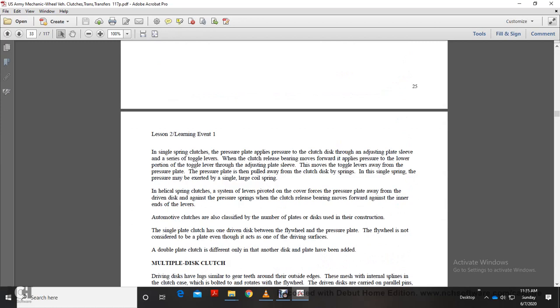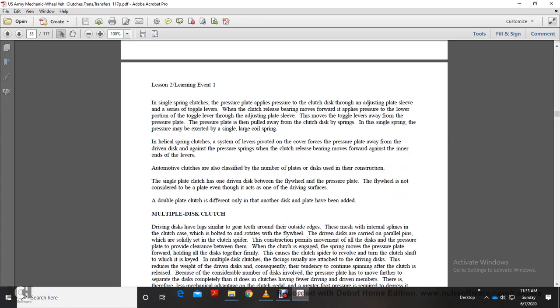In the single spring clutch, the pressure plate is applied with the pressure of the clutch, adjusted by the adjusting plate sleeves. A series of toggle levers moves as the clutch release bearing moves forward and applies pressure. The lower portion of the toggle lever connects to the adjusting plate sleeve. This movement of the toggle lever is always with the pressure plate, which is pulled away from the clutch disc. Pressure is exerted by a single large coil spring.